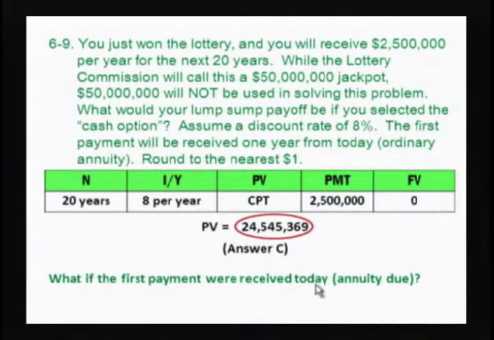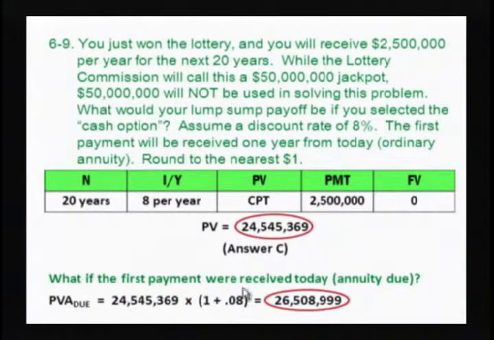If the first payment were actually received today and the 20th payment were received 19 years from today, this would be an annuity due, and the entire cash option would be worth 8% more. In other words, you get one more period worth of interest if the payments come at the beginning of the period. So if this were an annuity due with the first payment today, we would increase this payoff by 8%. It would be worth 8% more, or a total of $26,508,999. Payments come 1 year sooner. Each payment is worth 8% more. So the total value of the annuity is 8% larger.